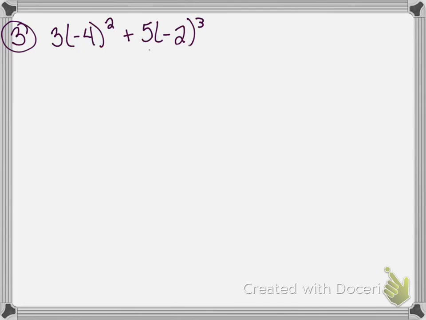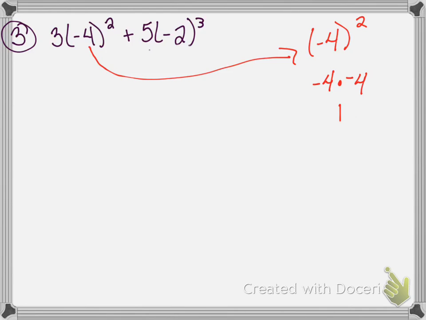So what I'm doing right now is I am taking this negative 4 squared and I'm looking at it right here. My negative is being squared because it's inside the parentheses. So what this means is negative 4 times negative 4. What is negative 4 times negative 4? 16. Okay? So I'm going to have 3 times 16.